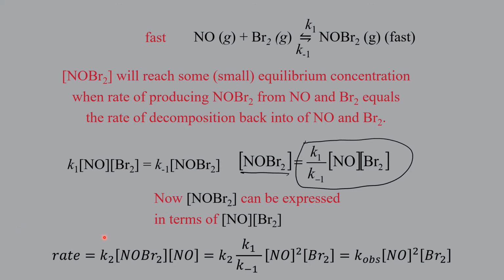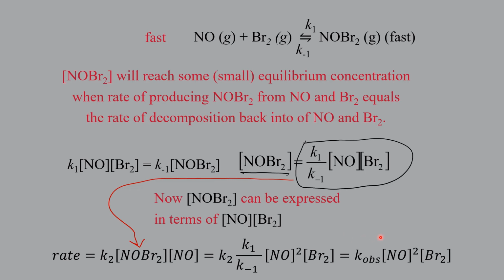So we propose that the rate, because this was the slow step, would be equal to K2 times the concentration of NOBr2 times the concentration of NO, both to the first power. And now we have just substituted this expression there, and that gives us this monstrosity of K2 K1 divided by K negative 1 times the concentration of NO squared times the concentration of Br2 to the first power.